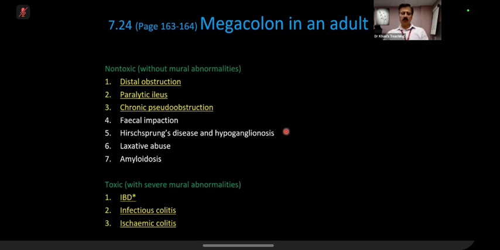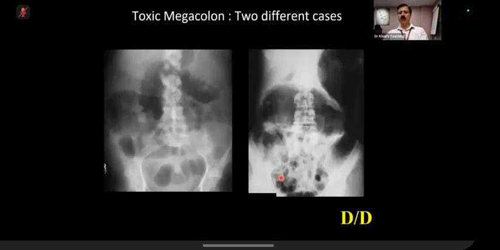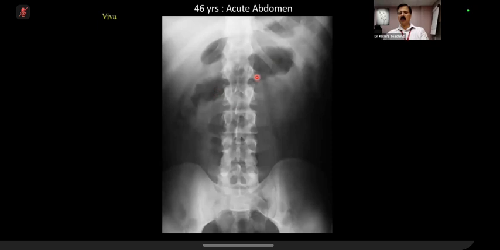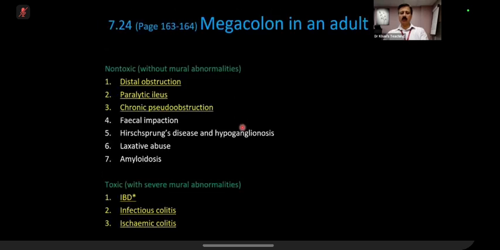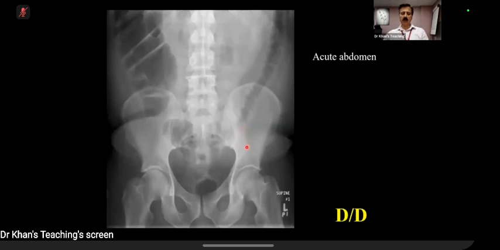Now, if you see here, megacolon in an adult, so non-toxic without mural abnormalities. Toxic is with severe mural abnormalities. And these cases have come in the rapid reporting many a time. For example, this is a classical rapid reporting case. It can come in the viva also, whatever. So you have to really develop your eyes on this. And loss of haustra is one of the key things which you have to remember.